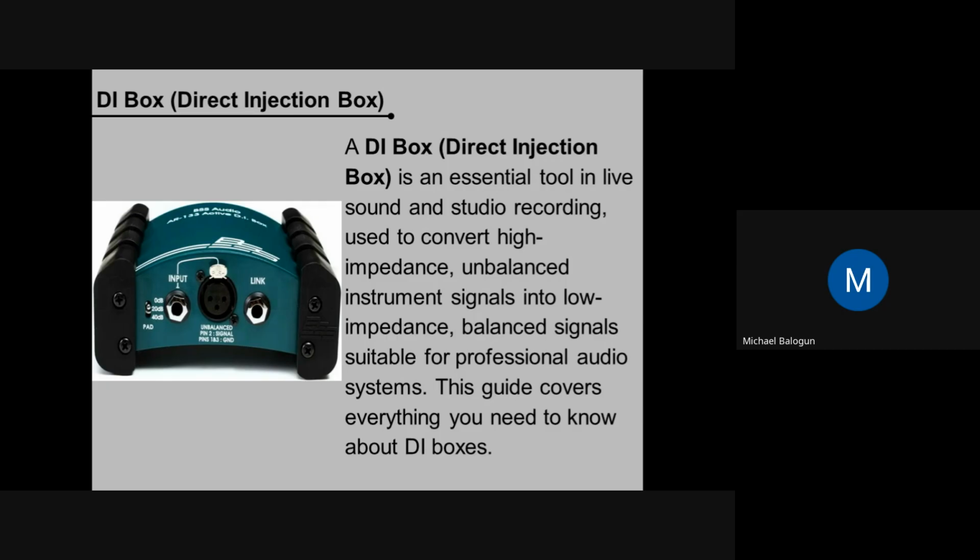So now this is how a DI box works. For example, this end is from my guitar. Then I plug it into the input, then the output goes to the mixer. That's all. This helps to attenuate, that is, help to suppress noise.